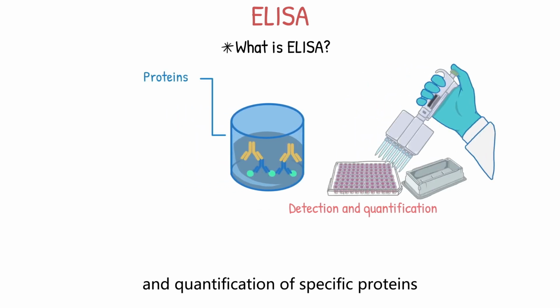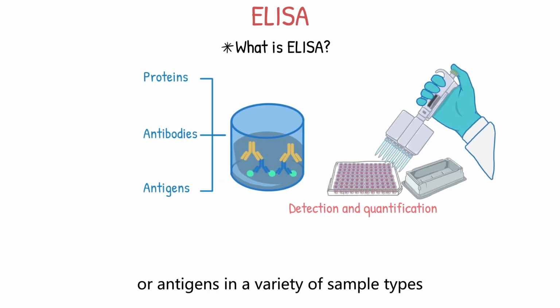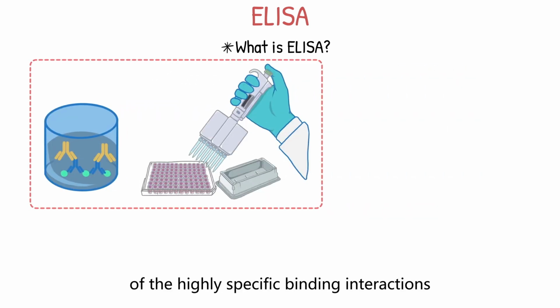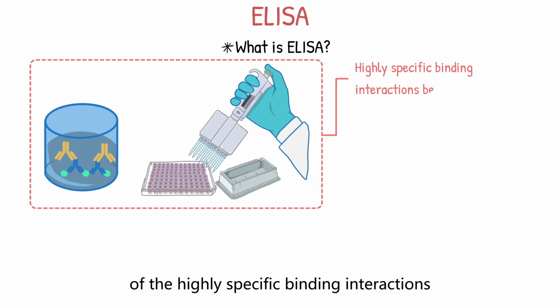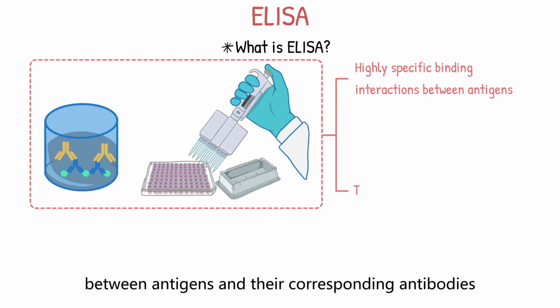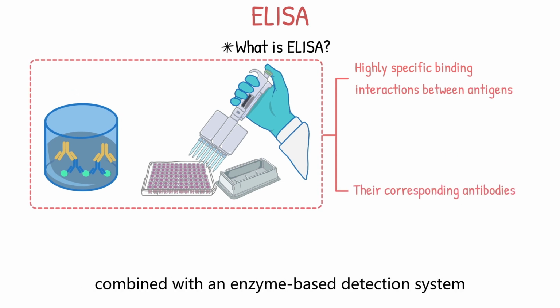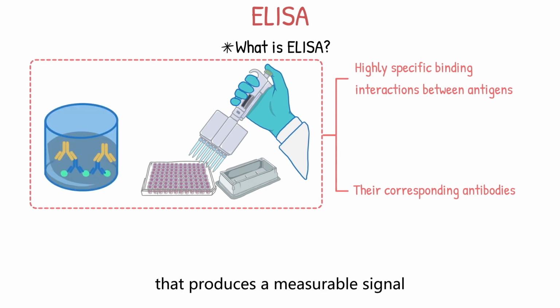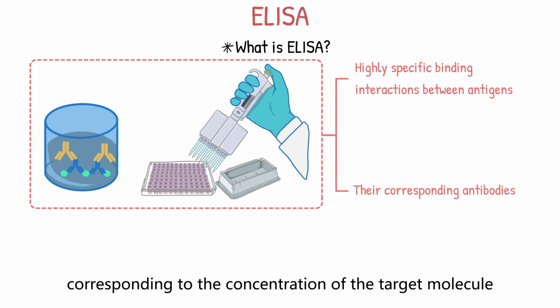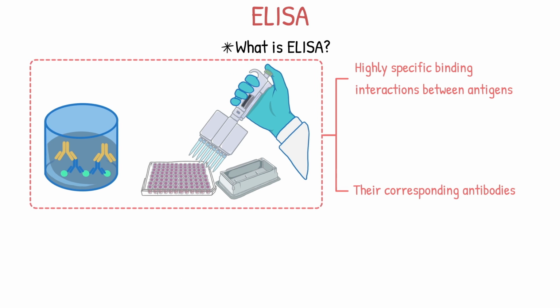ELISA, or Enzyme-Linked Immunosorbent Assay, is a widely used laboratory technique that allows for the detection and quantification of specific proteins, antibodies, or antigens in a variety of sample types. This method takes advantage of the highly specific binding interactions between antigens and their corresponding antibodies, combined with an enzyme-based detection system that produces a measurable signal corresponding to the concentration of the target molecule.